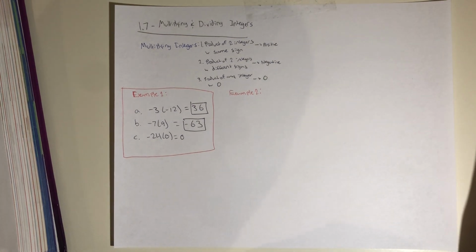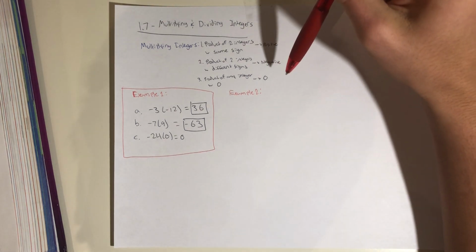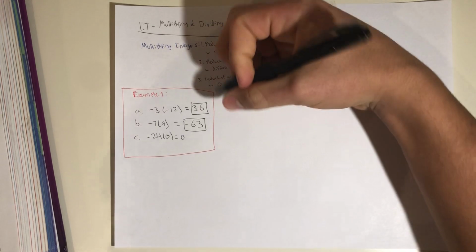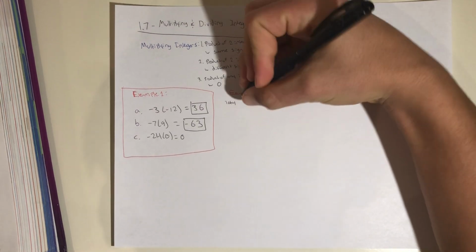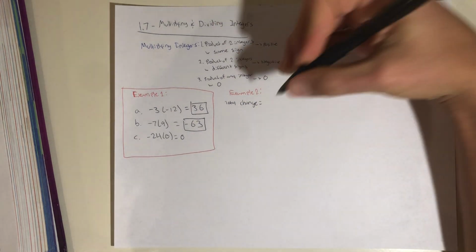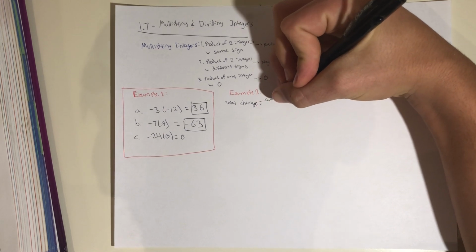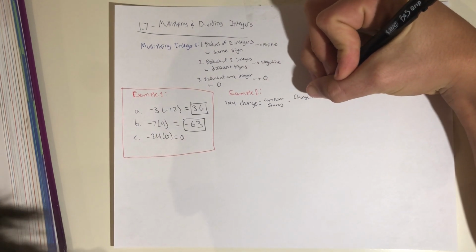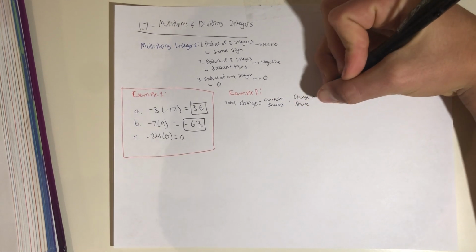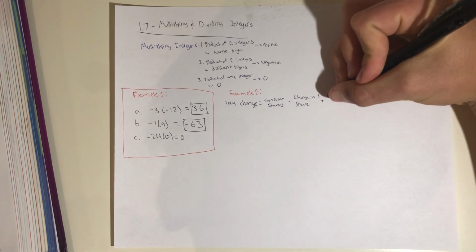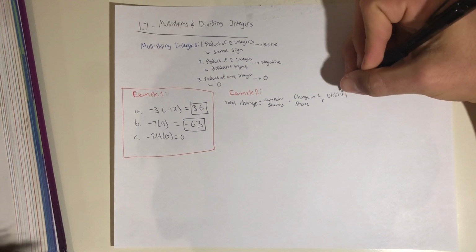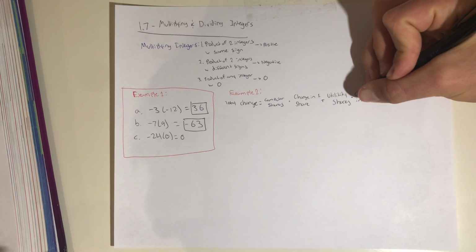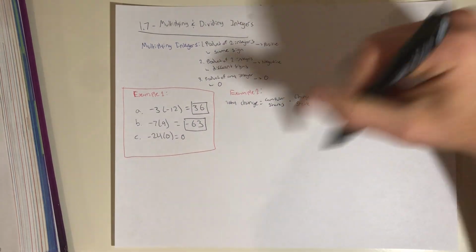Let's say we had 200 computer shares and the change in one share was negative 3. This is the equation we get. Total change equals the amount of computer shares times the change in one share, plus the amount of utility shares times the change in one share. So the total change of all the shares.